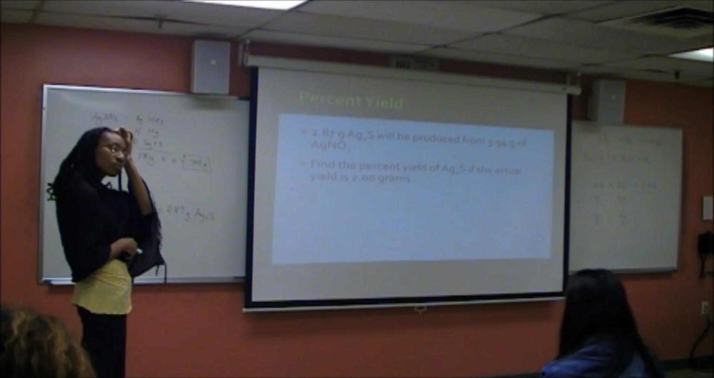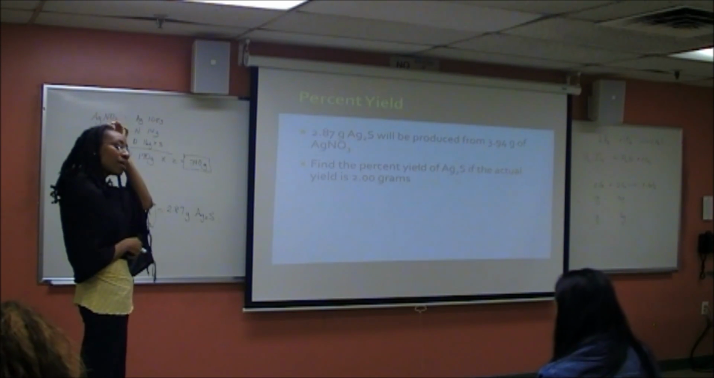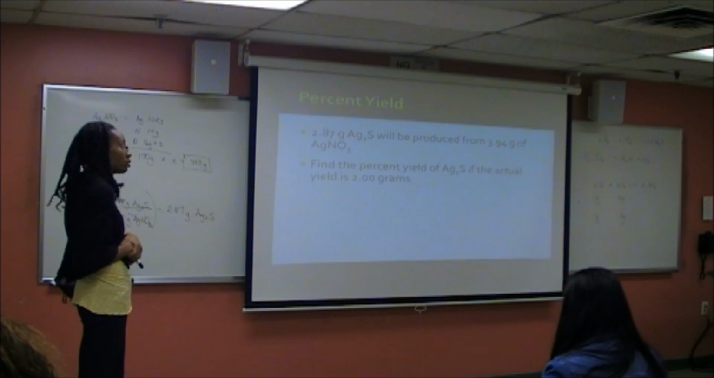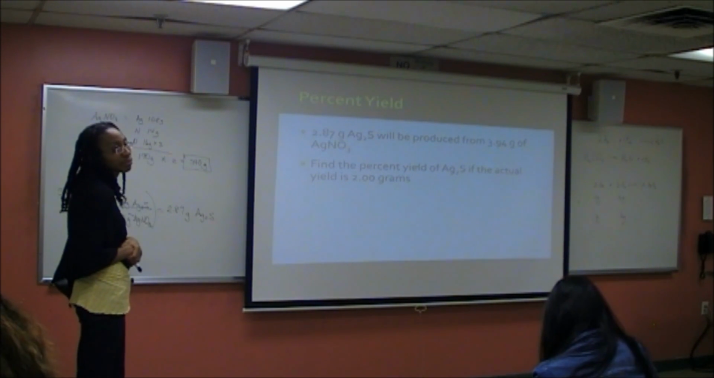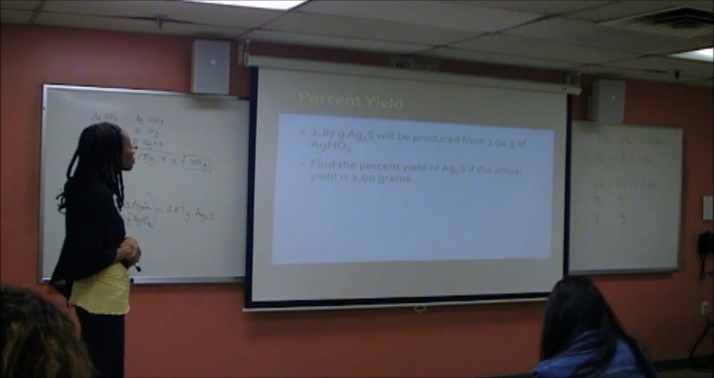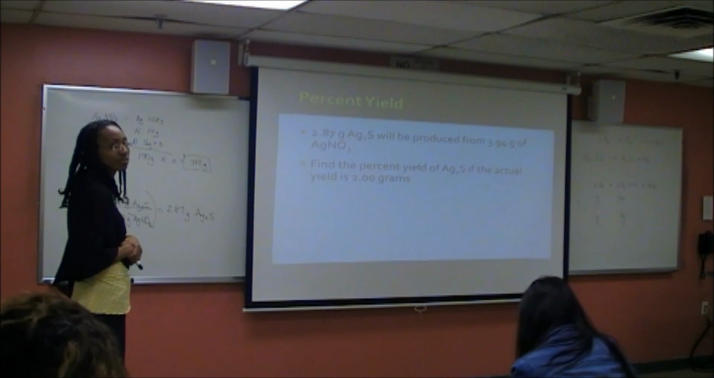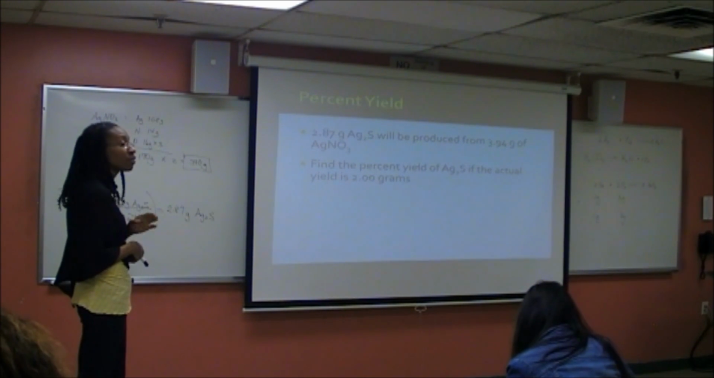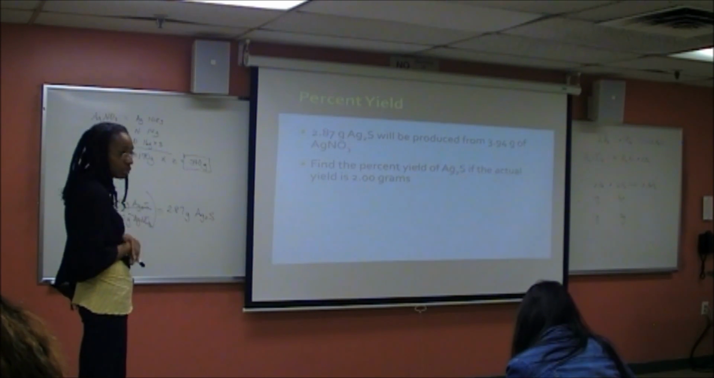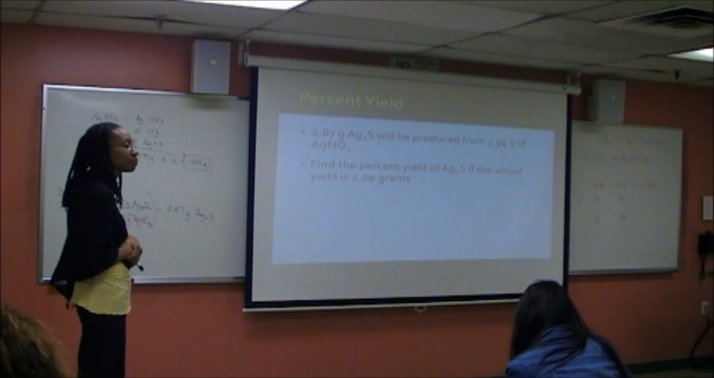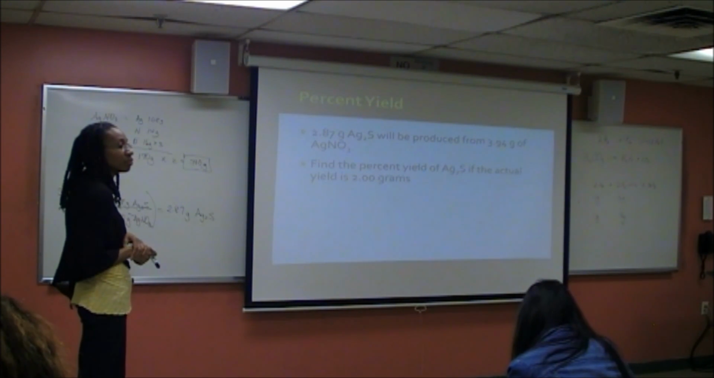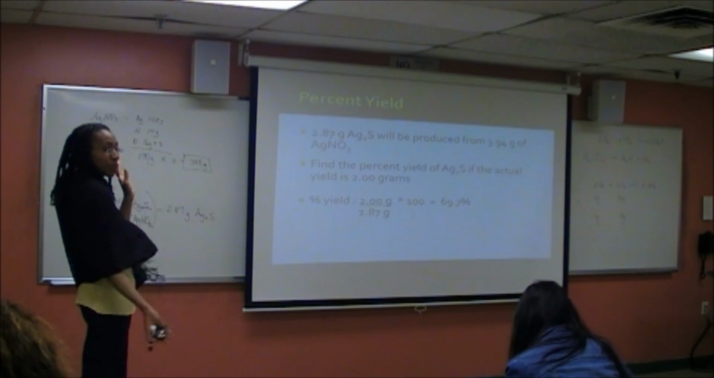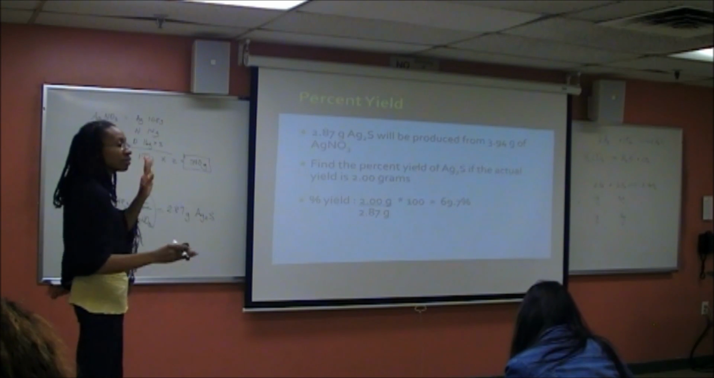So what was the question, actual yield? Actual divided by theoretical times 100. So 2 over 2.87 times 100. 70%. How many significant figures do you need? 3. So what's my answer? 69.7%. That's it.